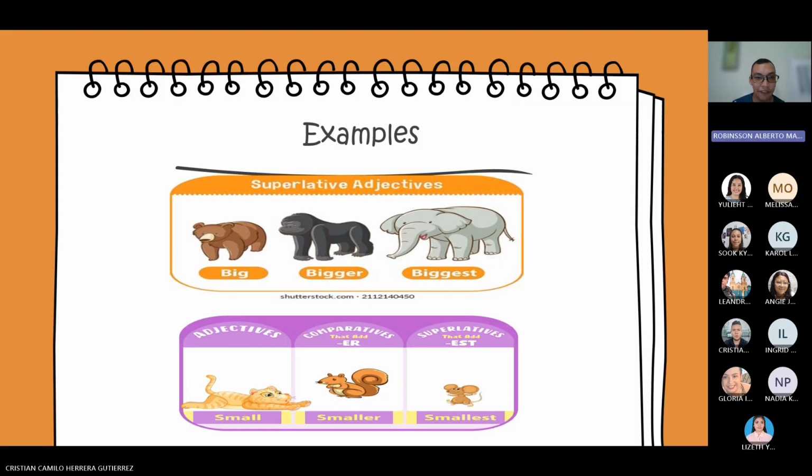Okay, here we have different examples. The comparative and superlatives are used when we have specific adjectives. So in this example, you have the top three animals. One is big. The next one, the gorilla, is bigger, and the elephant is biggest. The first one is the adjective. The next one is the comparative. And the last one is the superlative.